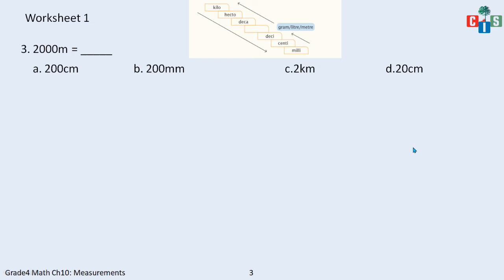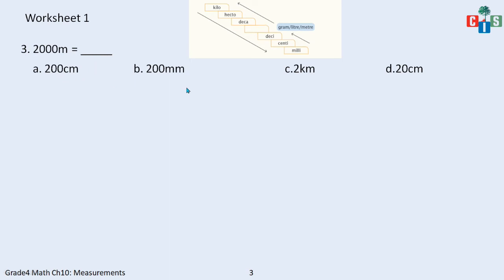Now let's open your workbook to worksheet number 1, which is on page 49 of your workbook, wherein I have taken certain sums and the rest of the sums you have to solve on your own. We will discuss certain sums in the Zoom lecture also. Clear? Now the third sum says 2000 meter is equal to what?